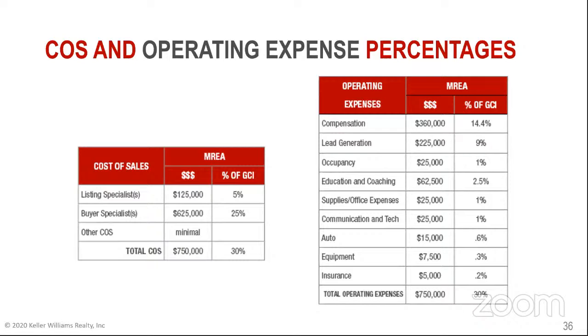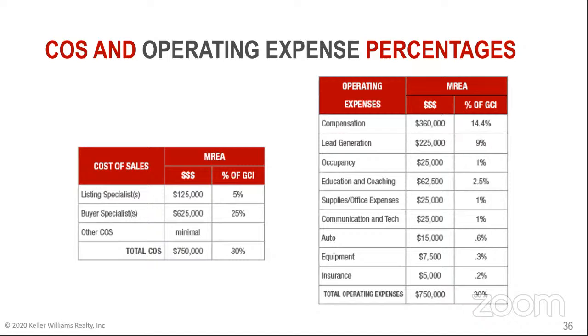According to the Millionaire Real Estate Agent, we have our operating expenses divided into 9 accounting categories. All right, or we can refer to them as buckets if you want. Compensation, lead generation, occupancy, education and training, supplies and office expenses, communication and technology, automobile expenses, equipment and furnishings, and insurance. And those are going to make up most of your operating expenses.